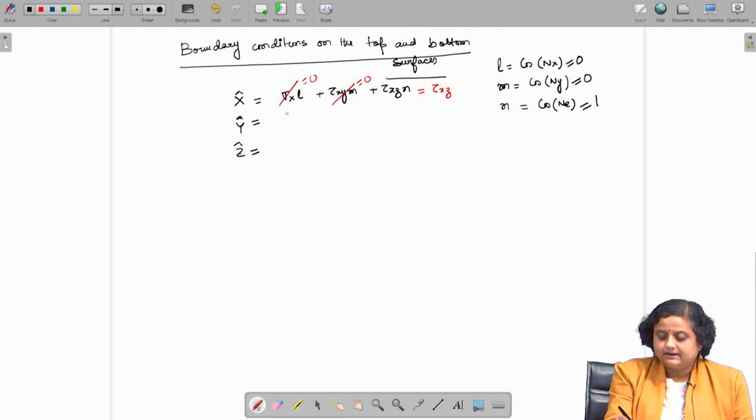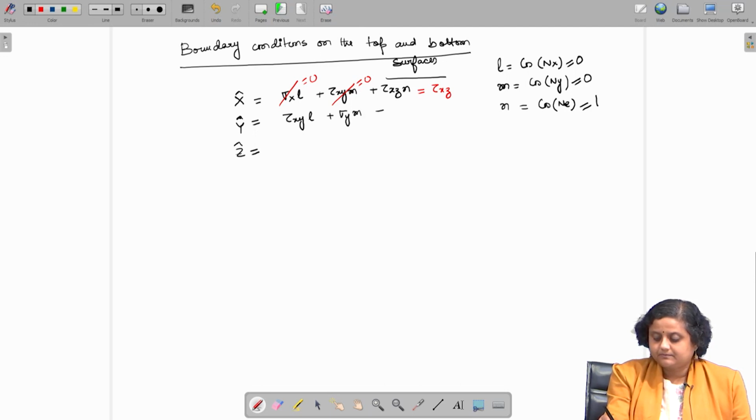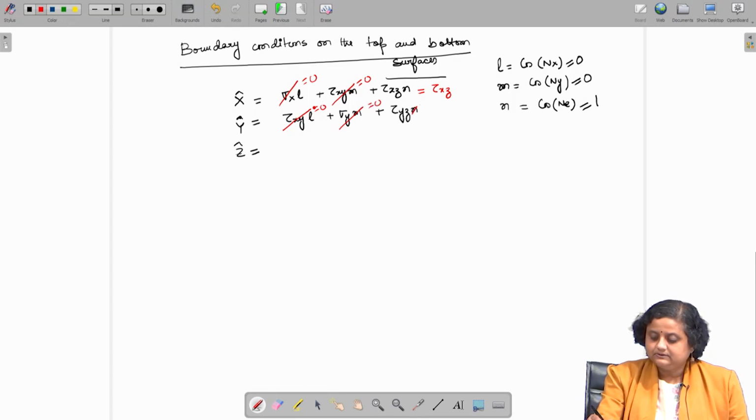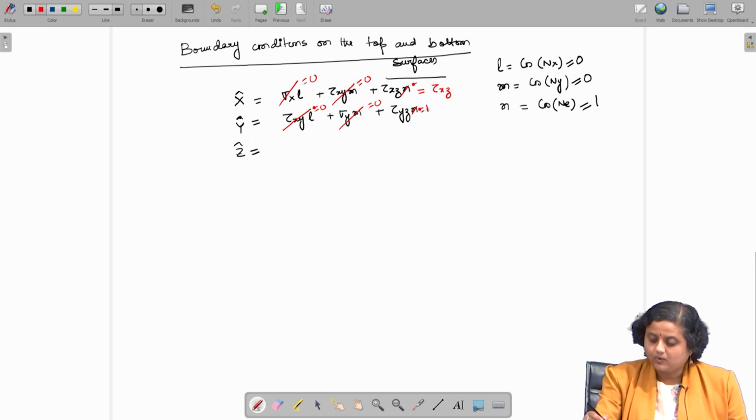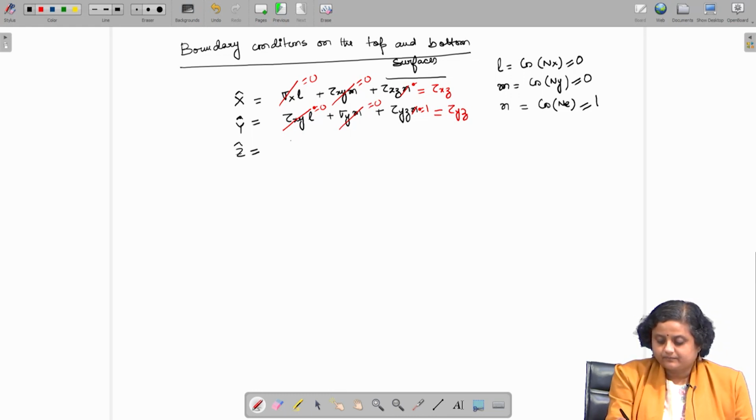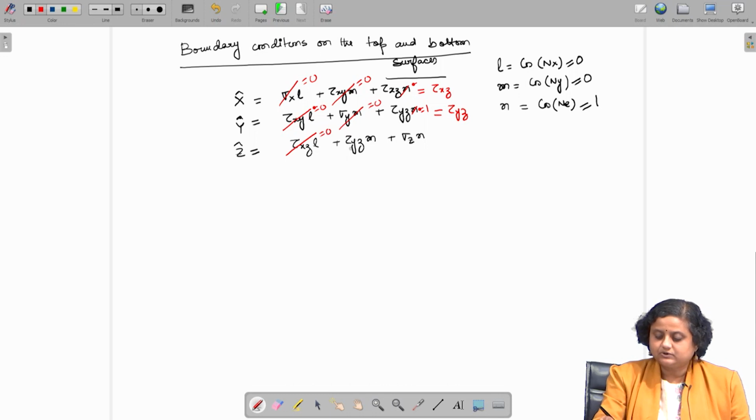Similarly, in the second equation, all the terms end up being 0, and this ends up being 1, so it ends up being tau yz. Now, in the third equation, all the terms are equal to 0.